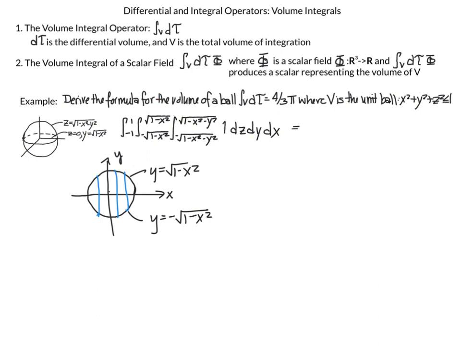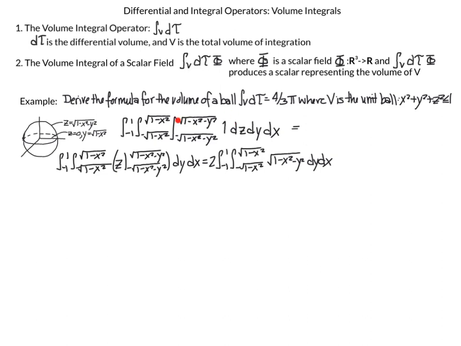And then finally, when we get to x, looking at z equals 0 still, we have that x over here goes from negative 1 to 1. Letting x go from negative 1 to 1, and y go from negative square root of 1 minus x squared to positive square root of 1 minus x squared, we will get this entire circle.